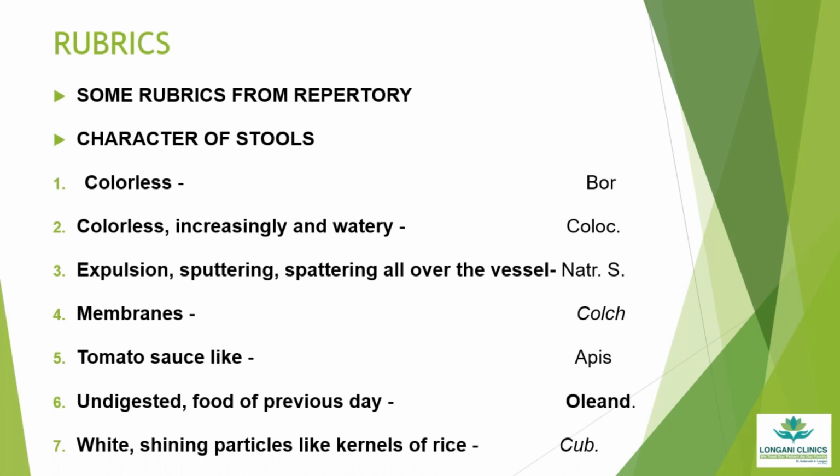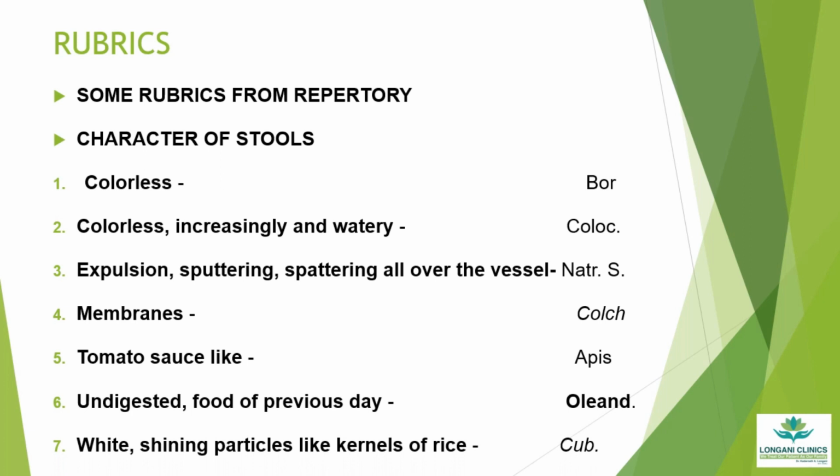Colorless stool. The drug mentioned is borax. Colorless, increasingly and watery stool. The drug mentioned is colocynth. Stool, expulsion, sputtering and spattering all over vessel. The drug mentioned is natrum sulp.